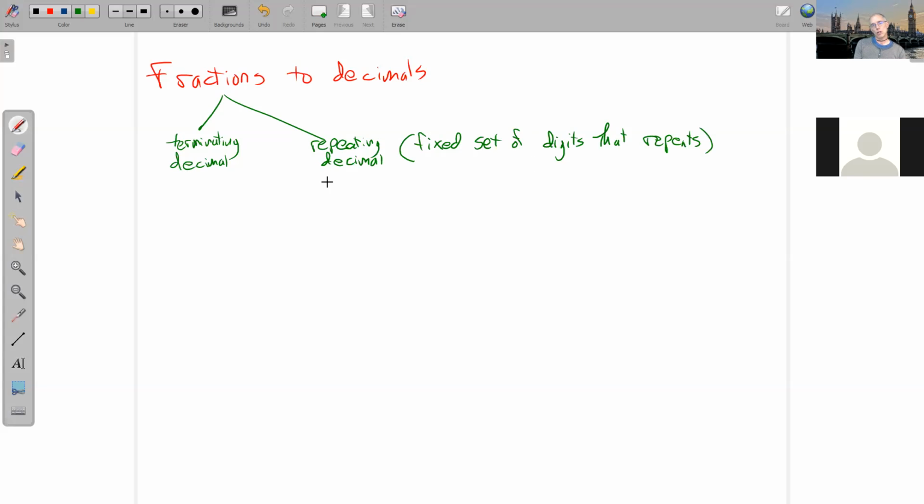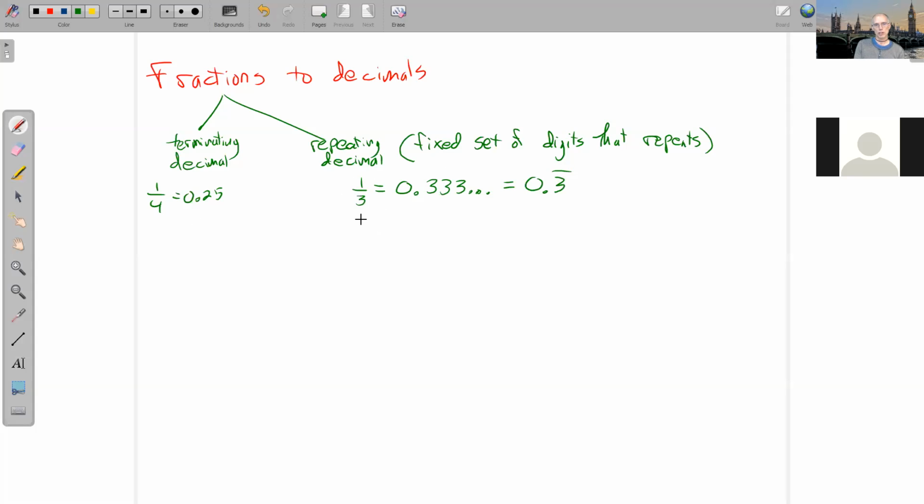So an example of a terminating decimal would be, for example, 1/4, which we know equals 0.25. We can do long division or plug it into a calculator and we say, hey, it just stops right there. And then there's repeating decimals like, say, 1/3, which is 0.333, and those threes keep going on forever. And we usually put a bar over the repeating part.